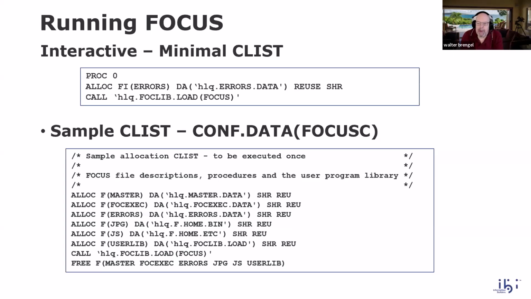In the minimal, I don't have a master or a focus exec allocated. But what I mean by having one is I have one that's called myid.master.data, myid.focusexec.data. When it comes time to use those, we will automatically look for those. And if we find them, we will do the allocation for you. If you don't have one physically, then you're just not going to have that particular DD allocated automatically.